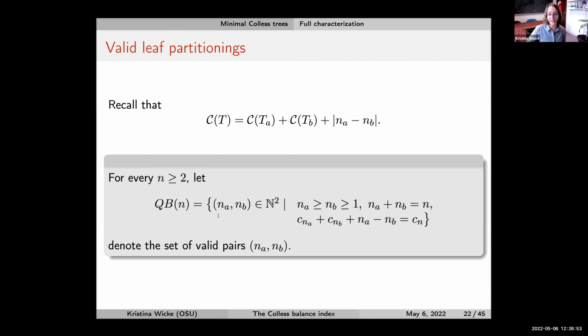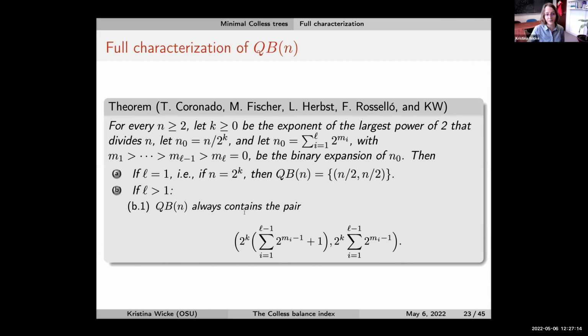Okay, the idea is now that if we know the valid pairs, we can recurse down the tree and characterize all trees that are fully balanced, have minimum Colless index, that are most balanced. And we can also then recursively generate all those trees. And so the question is, can we characterize the set QB(n) of valid pairs? And it turns out that yes, we can do that.